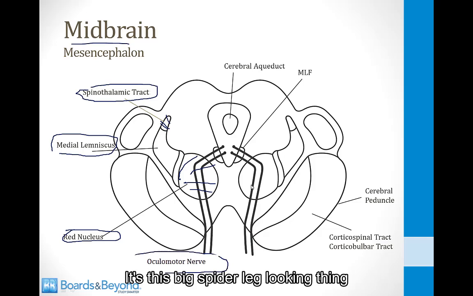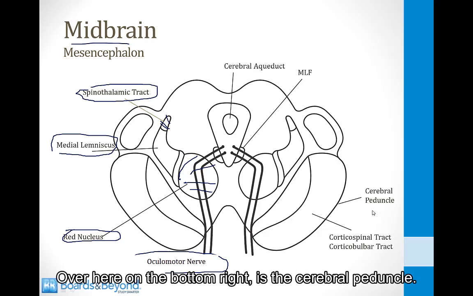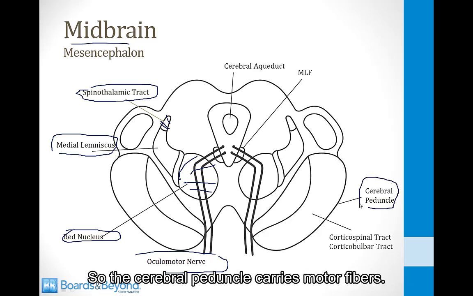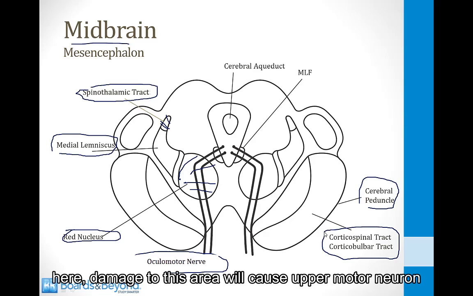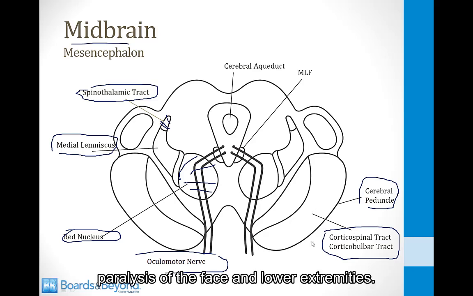It's this big spider leg looking thing coming down the middle. Over here on the bottom right is the cerebral peduncle. So the cerebral peduncle carries motor fibers. So you've got the corticospinal and corticobulbar tracts here. Damage to this area will cause upper motor neuron paralysis of the face and lower extremities.